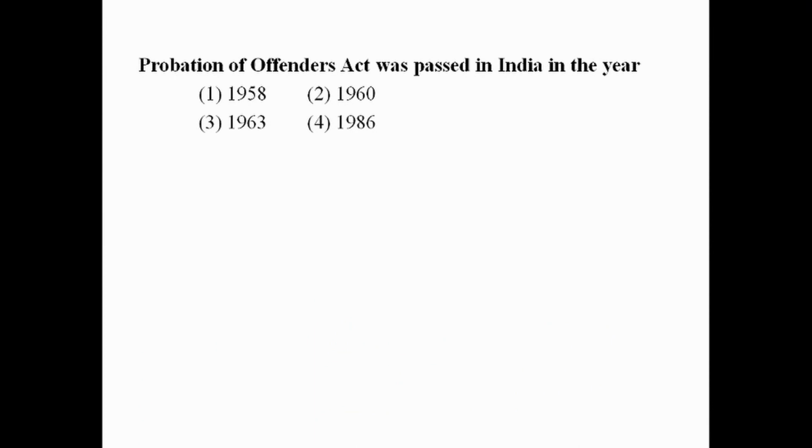Next question. Probation of Offenders Act was passed in India in the year option 1 1958, option 2 1960, option 3 1963 and option 4 1986. The answer is option 1, that is 1958.